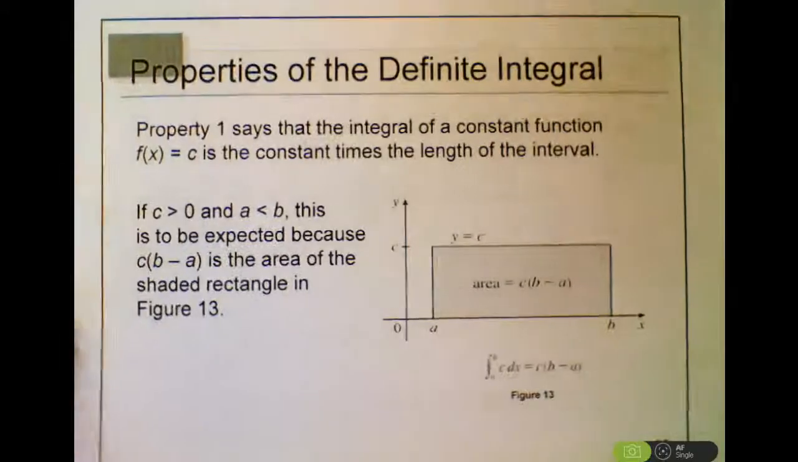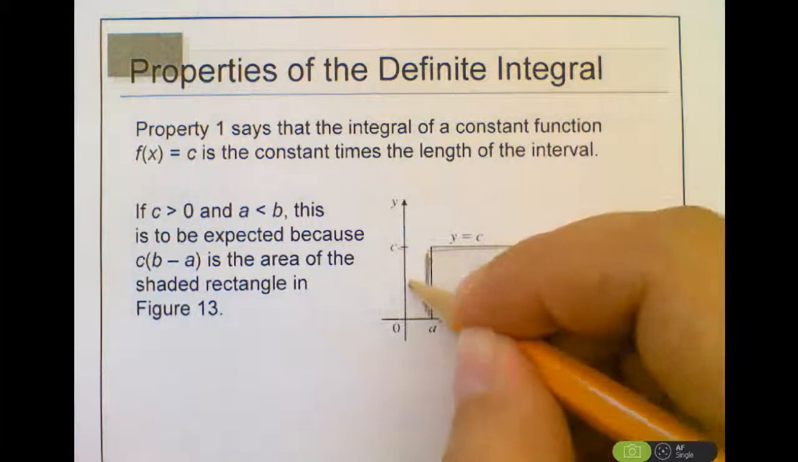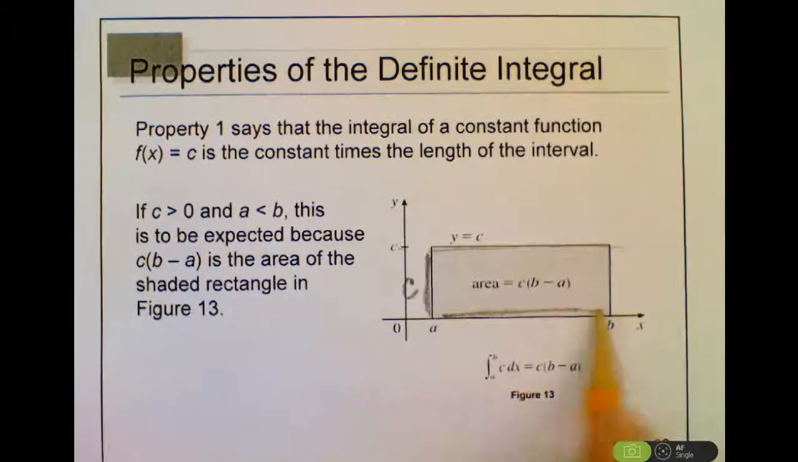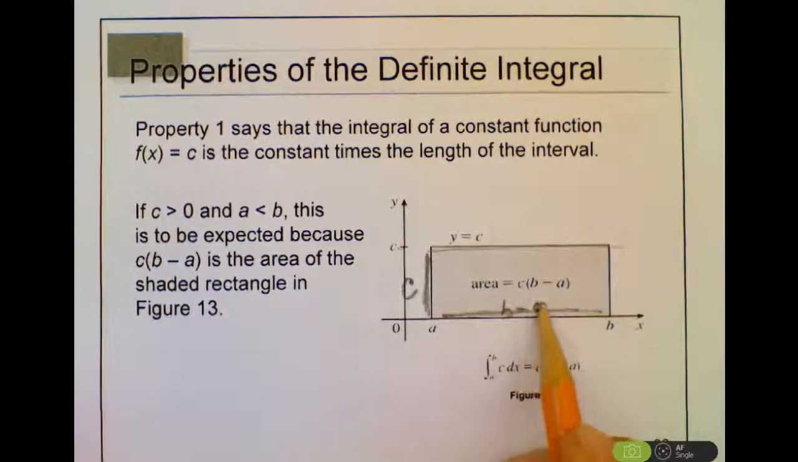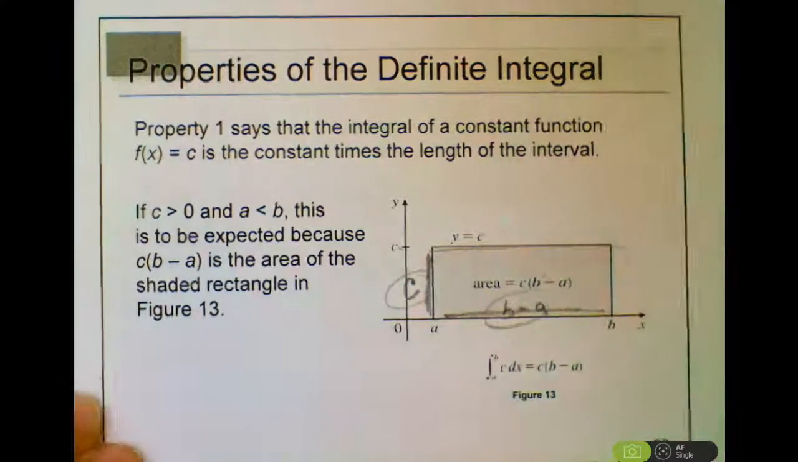So this is property 1, and for any c, the height of this rectangle is c, the base has length b minus a, therefore the area is going to be the multiplication of both. So that one is checked.